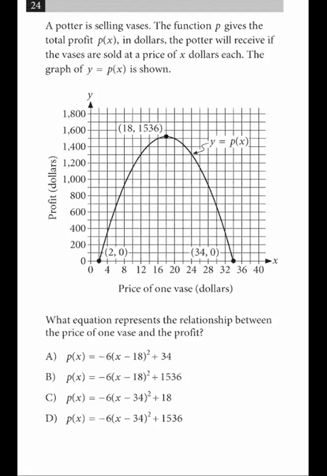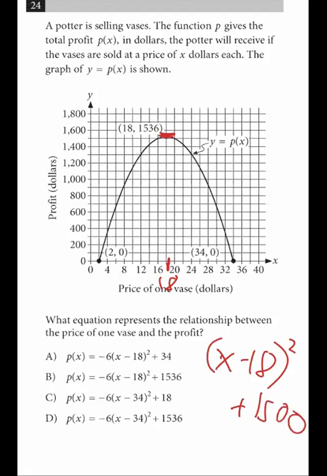Okay, so for question 24, which equation represents the relationship between the price of one waste and the profit? Well, in this case, all these equations are in vertex form. What we need is the height of this and the x value at 18. So we would have x minus 18 squared plus the height, which is approximately 1500. So we need an equation that's something like this.